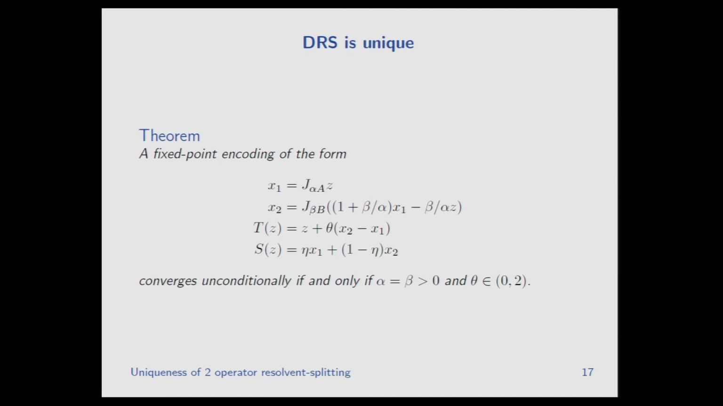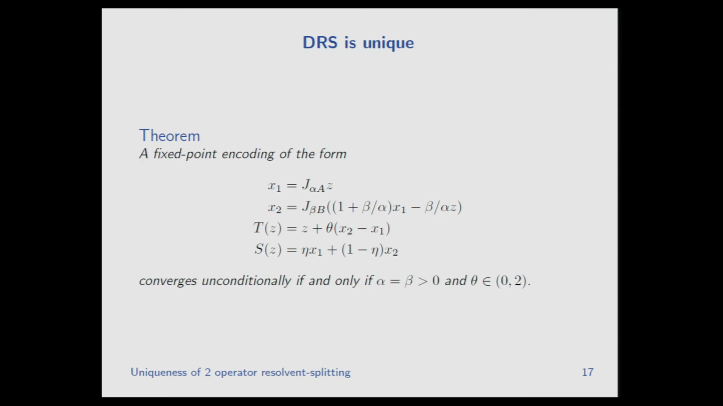Do you have a question? Is it alpha and beta switched, beta over alpha? Alpha over beta? Maybe. I'm not quite sure. I'll check again. If I made a mistake and swapped the order of alpha and beta, then it would not be a fixed point encoding. I'll make sure this is correct after the talk. So anyhow, the theorem is perhaps correct modulo some typo. This splitting converges unconditionally if and only if we have DRS.